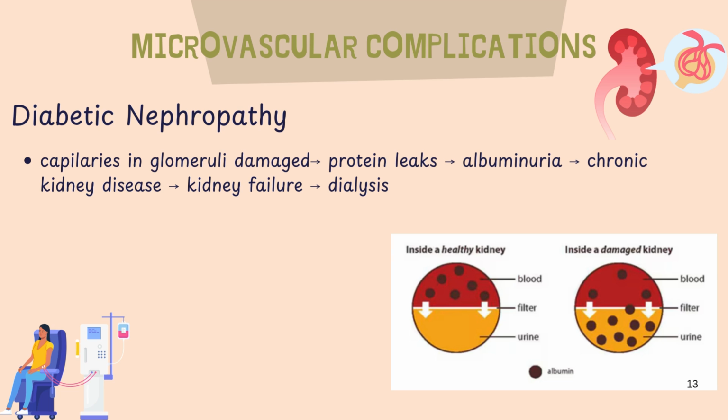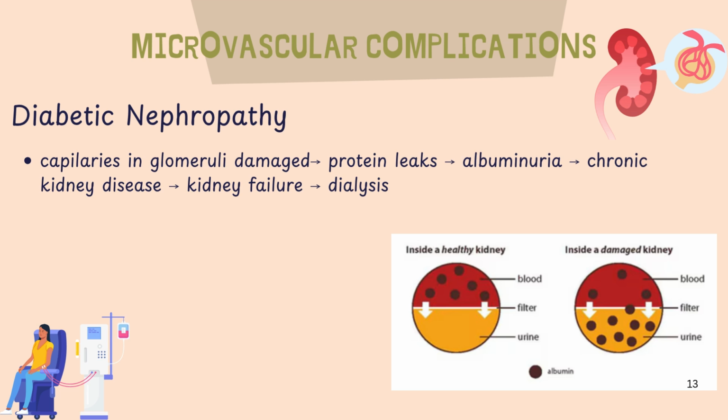If the damage keeps going, more protein is lost. Eventually, the patient might spill large amounts, more than 3.5 grams a day, and we call this nephrotic range proteinuria. And at that point, once the damage is progressing, we can see a rise in creatinine, glomerular filtration rate, GFR, dropping, and over time, this can lead to chronic kidney disease, end-stage kidney failure, and might lead to dialysis.